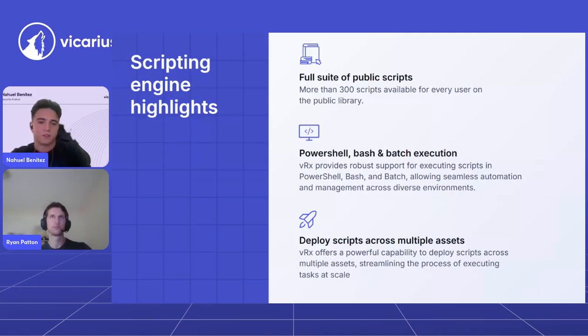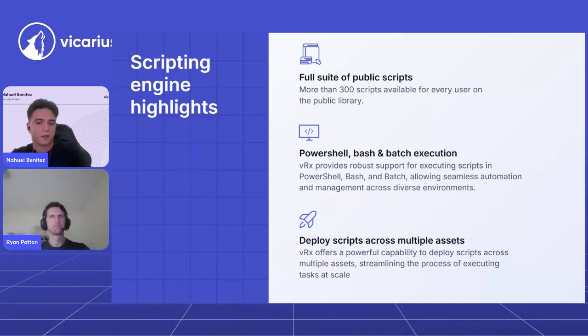Also, the other part that is very important is that we have native PowerShell, Bash, and Batch execution. These are three scripting languages that are used a lot right now. If you go to GitHub and search for PowerShell, or search for Bash, you will find a lot of scripts related to security, from offensive security to defensive, preventive, and incident response. So it is really important to be able to provide robust support for executing these scripts.